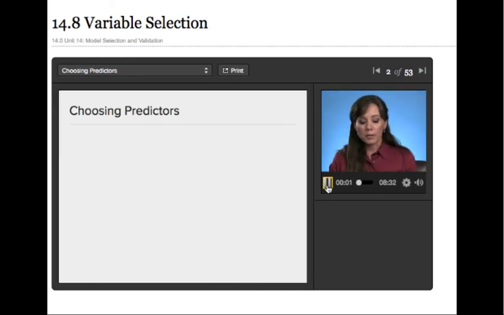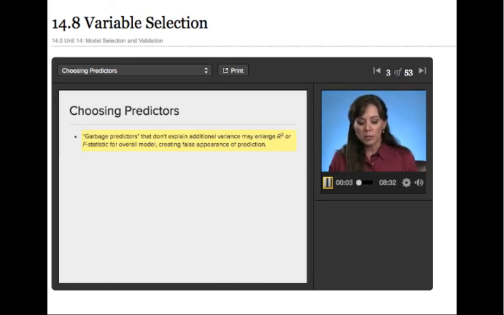I've said before that adding a large number of garbage predictors that don't explain additional variance may make the R-square or the F statistic for the overall model become large, and therefore we would have something that we think is a good prediction, but it's not really. So we need to be careful about adding additional predictors to the model.